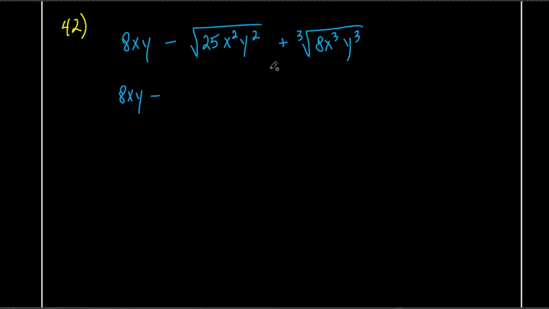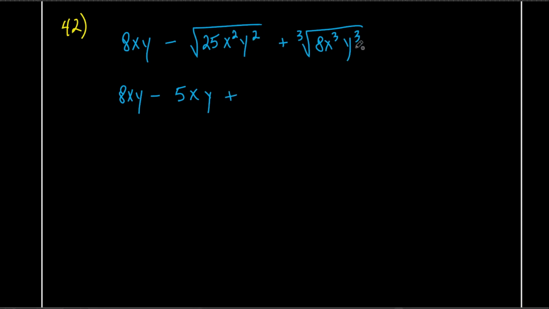Tell you what, instead of writing down every little baby step, let's just do this in our head. Do you think you can? Sure. Square root of 25 is 5. Square root of x squared is x, and the square root of y squared is y. See how easy that is? I'm just taking the square root of everything that's inside of there.